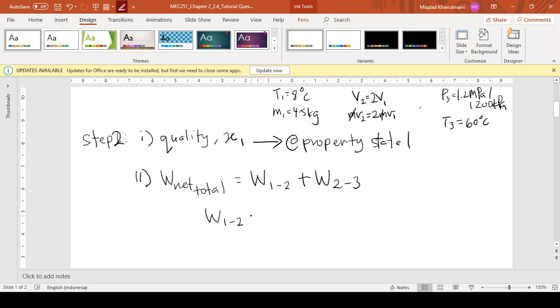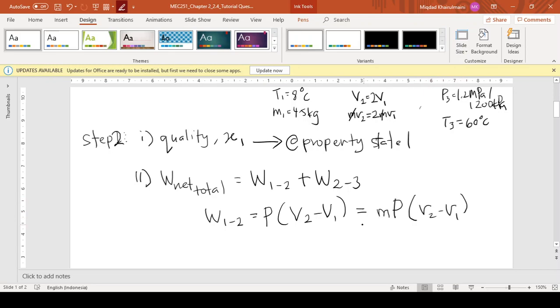So for the first boundary work, for the isobaric process, we know that boundary work for an isobaric process is the pressure multiplied with the change in volume. Or we can write it also in the specific volume form. So this is also equal to the mass. Since the mass is constant, we can factorize it, multiplied with the constant pressure, and now the change in specific volume.